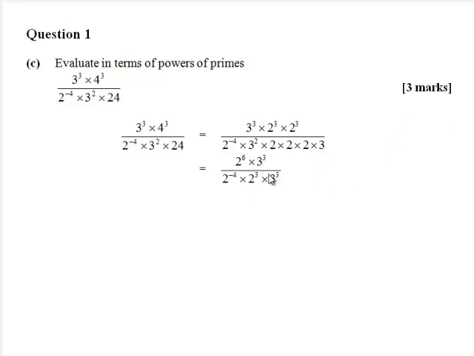We've got a 3 cubed in the denominator and a 3 cubed in the numerator, so they can cancel. We've got 2 to the minus 4 and 2 to the plus 3 in the denominator here, so that leaves us with 2 to the minus 1, so that's 2 to the 6 over 2 to the minus 1. So 6 minus minus 1 gives us 2 to the 7, and that's the answer for question 1 part C.